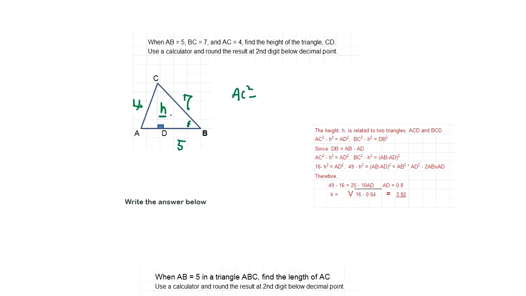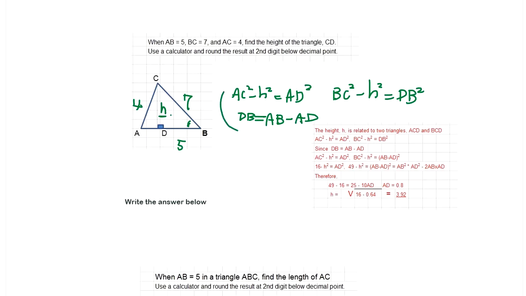AC square minus H square is AD square, right? And BC square minus H square is DB square, Pythagorean theorem, right? And DB equals AB minus AD, right? So you combine this all together, solve for H, solve for H, you get H.